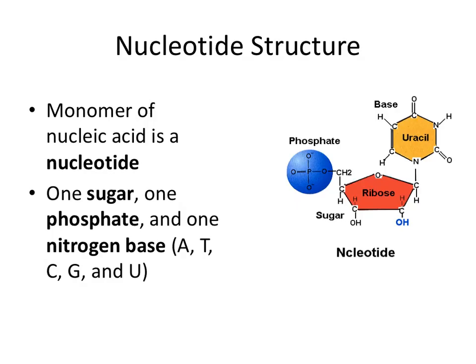The structure of a nucleotide consists of the following: 1 phosphate, 1 sugar, and 1 base. And this goes for DNA and RNA. They all have nucleotides as their monomers. There are some differences between the bases and the sugars. We'll get to that in a second.